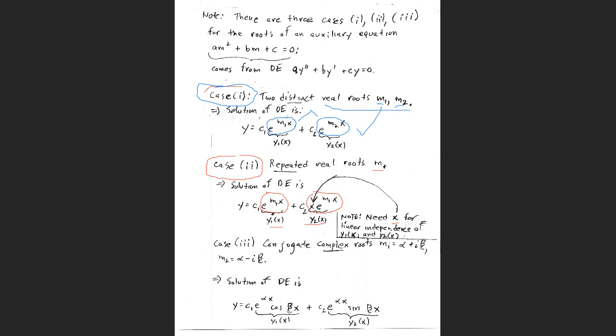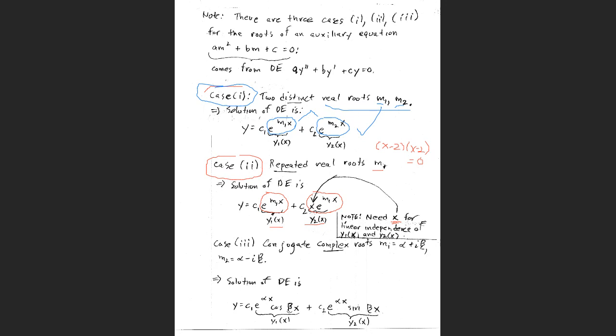Repeated root means, for example, if you were able to factor your equation and you had x minus 2 times x minus 2 equals 0, you'd have a repeated root. So this idea of linear independence justifies why the x is there. Now, to formally prove it, there's a proof, but intuitively you know that you have to have a fundamental set, you have to have linear independence.